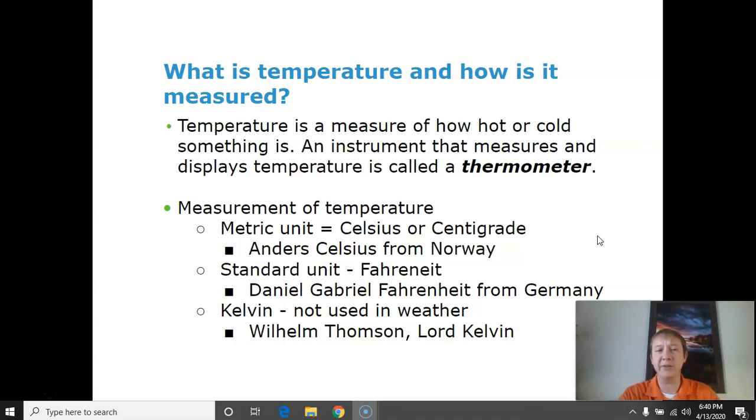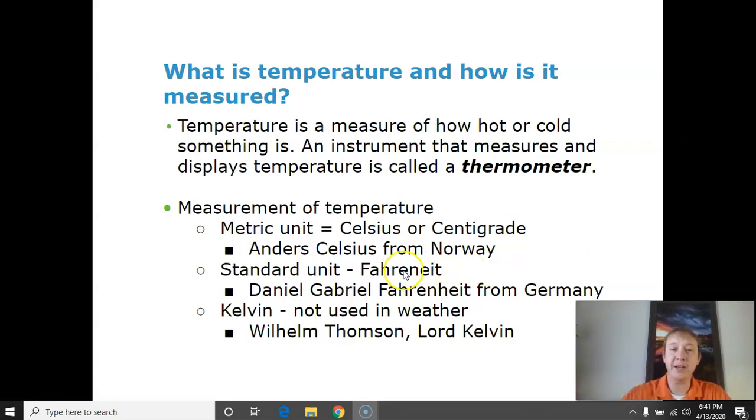There are three different measurements for temperature. The first is the metric unit, the Celsius or centigrade, which scientists primarily use. This was created by Anders Celsius from Norway. The key thing to remember with Celsius is that 0 degrees Celsius is the freezing point of water, and 100 degrees Celsius is the boiling point of water.